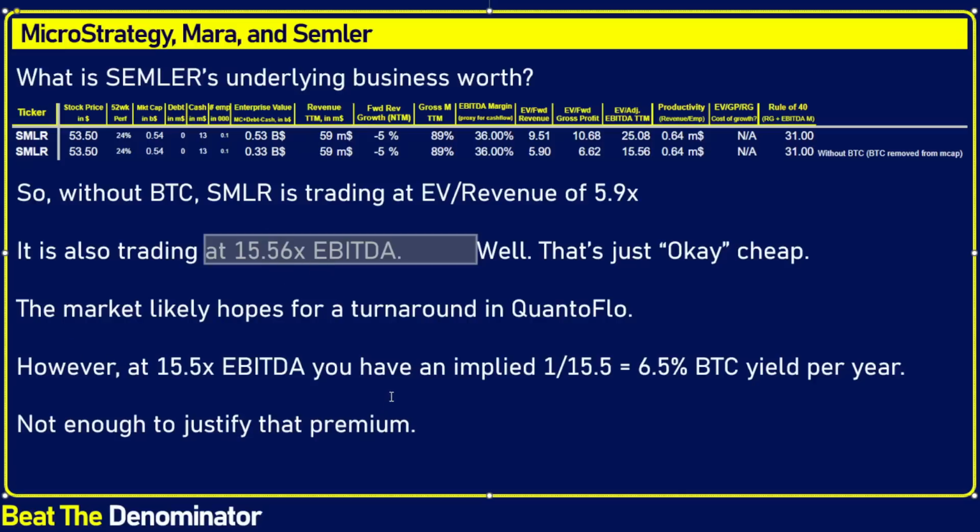And keep in mind, because they make money from the business, you still have an implied yield of 6.5% a year of BTC yield implied, right? Because that EBITDA is my proxy for cash flow. What are they going to do with that cash flow?